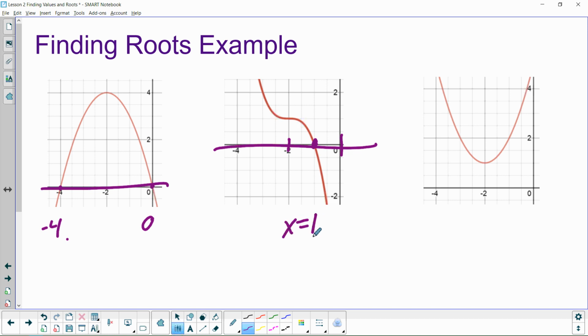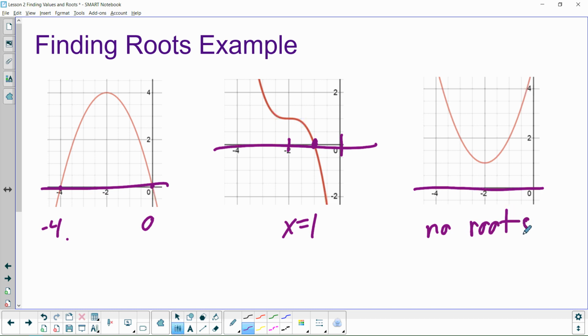And then this one, here's my x-axis. This thing doesn't touch the x-axis ever. It doesn't reach, right? It doesn't go down far enough. So this one has no roots, which is possible.